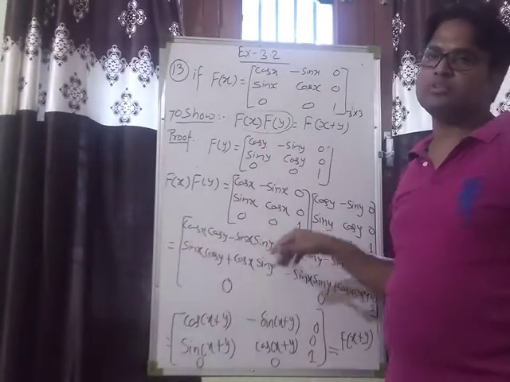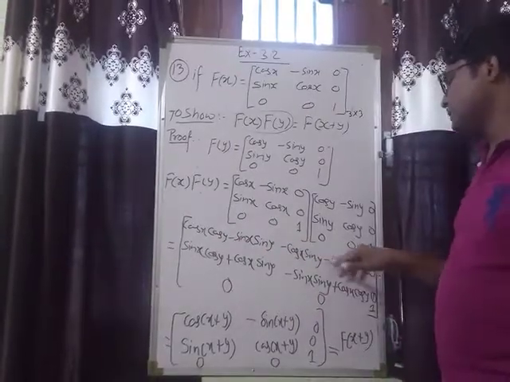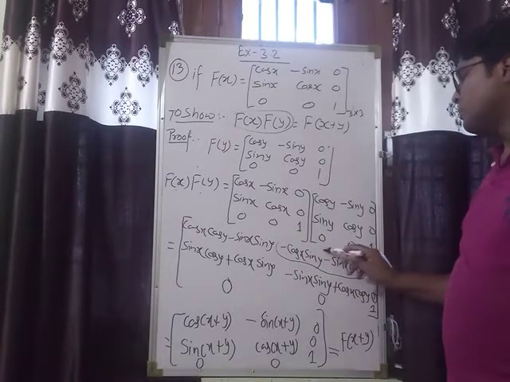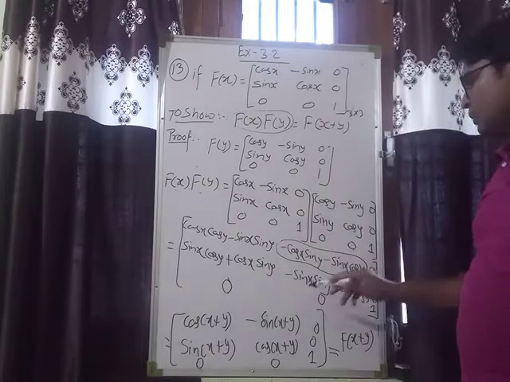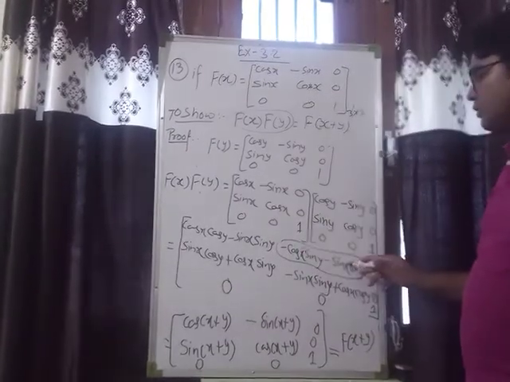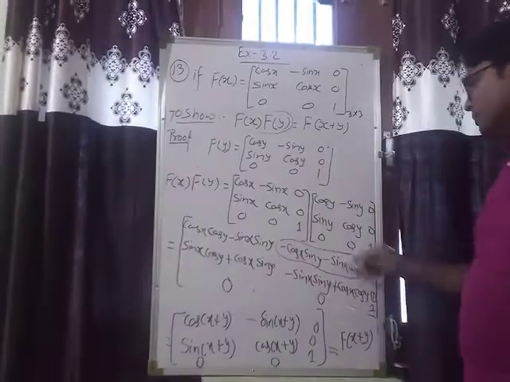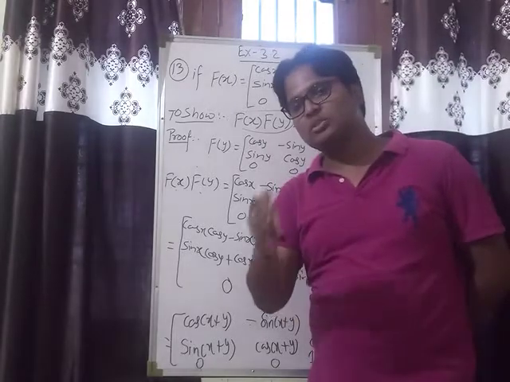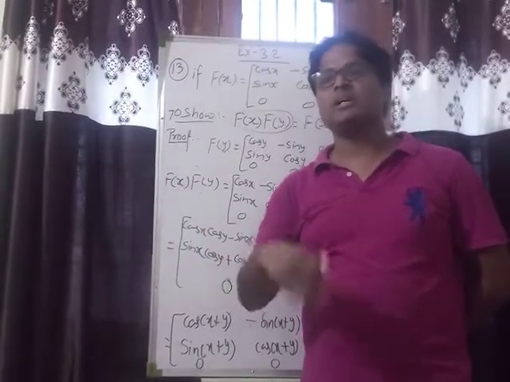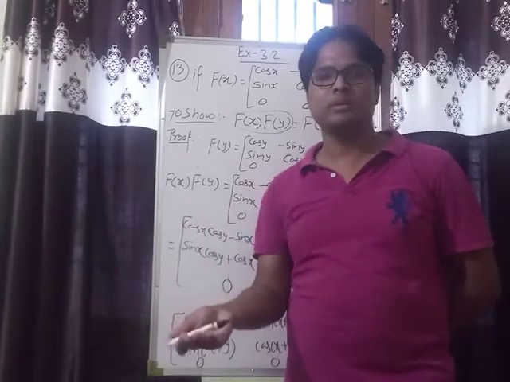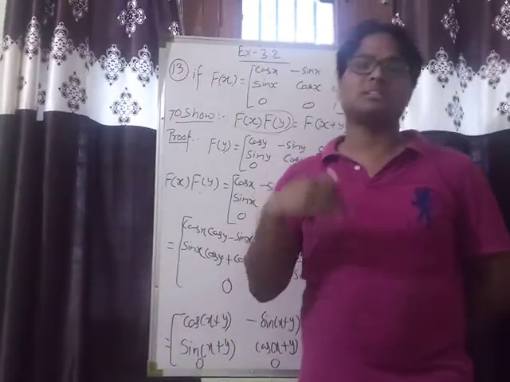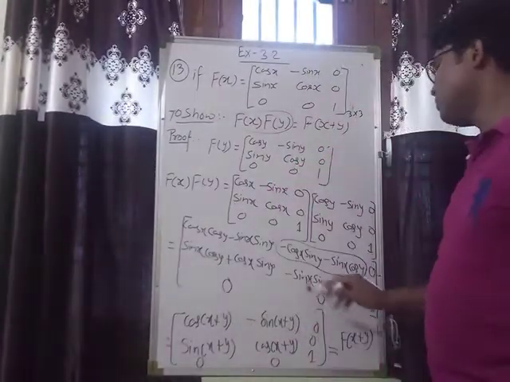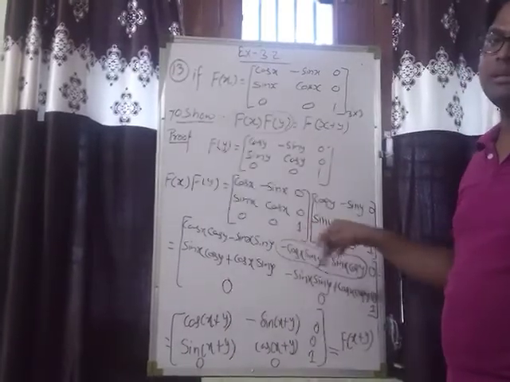First row, first column entry. You can see from these two terms that minus is common, so taking minus as common, it becomes sin x cos y plus cos x sin y. Sin a cos b plus cos a sin b is equal to sin(a plus b). So sin x cos y plus cos x sin y is equal to sin(x plus y).